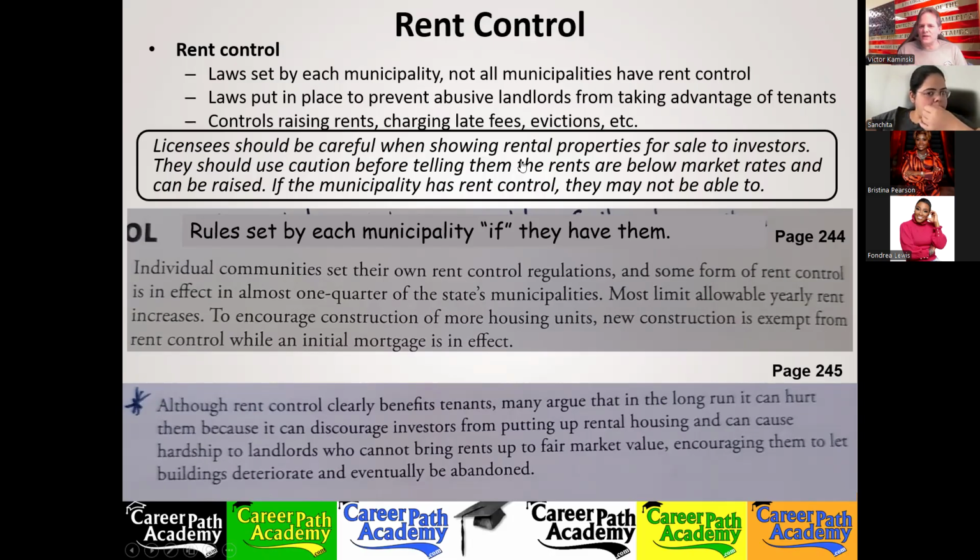Licensees should be careful when showing rental properties for sale to investors. They should use caution before telling them the rents are below market rates and can be raised, because they may not be able to be raised if they're in a rent control area. You better make sure first. If the municipality has rent control, they may not be able to. So before you go doing any of that puffing when trying to sell these properties, it's a good idea to find out if they got rent control in the area.